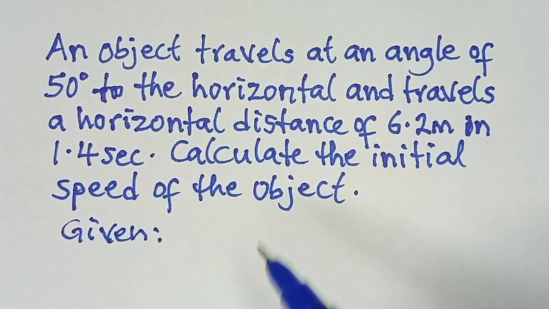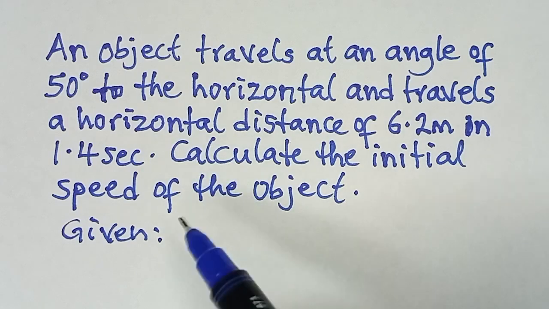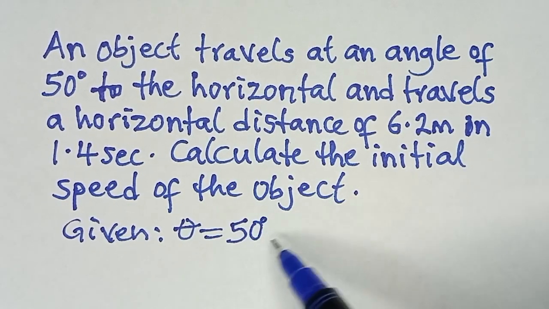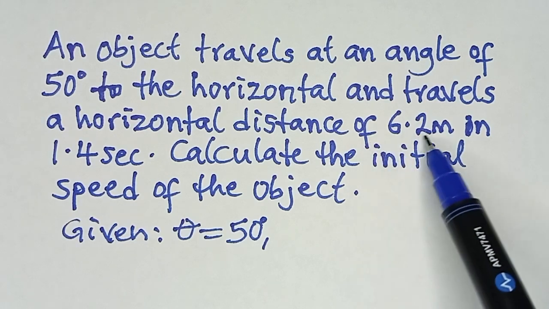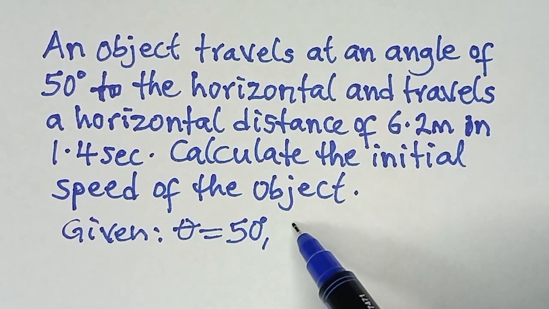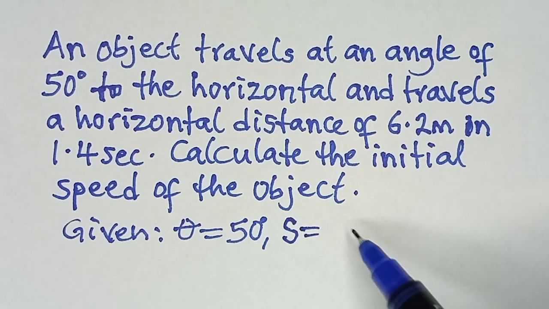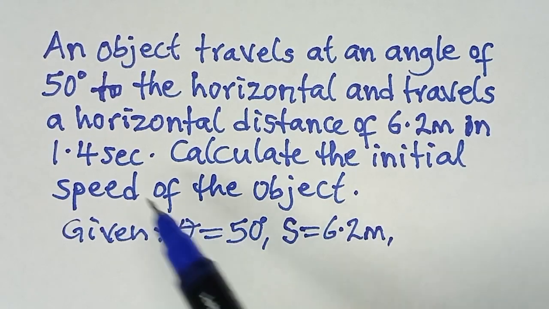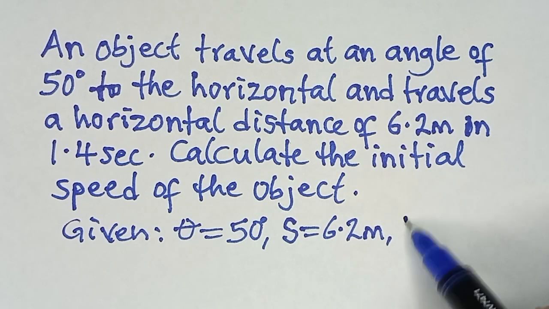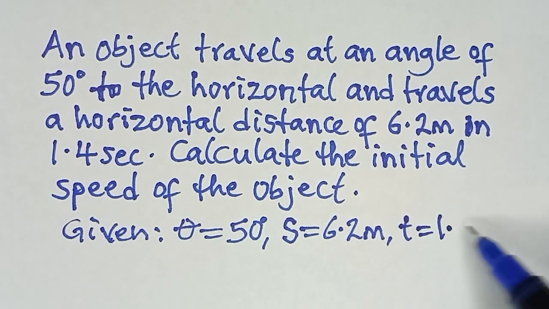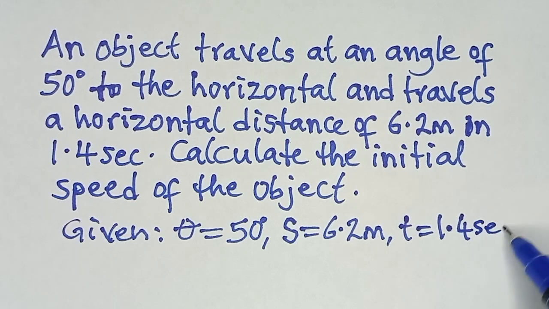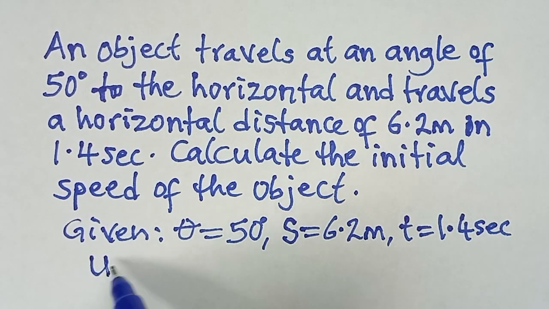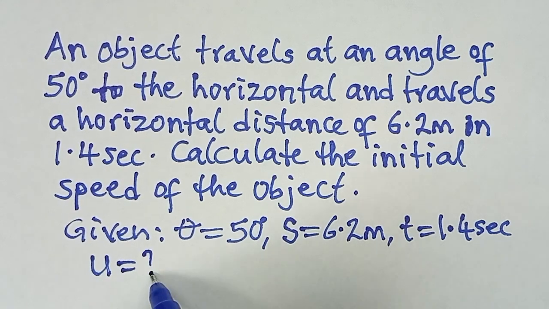So, what are we given? We are given the angle theta. So, the angle theta is 50 degrees. Then we are given the horizontal distance. That is S. Letter S is equal to 6.2 meters. And then we are given the time. T is equal to 1.4 seconds. And then we are asked to find the initial speed, which is U.